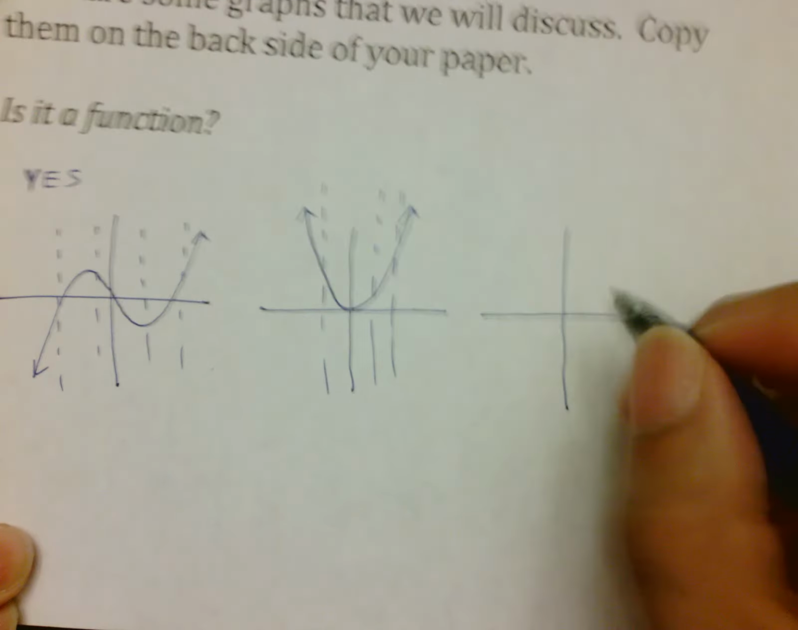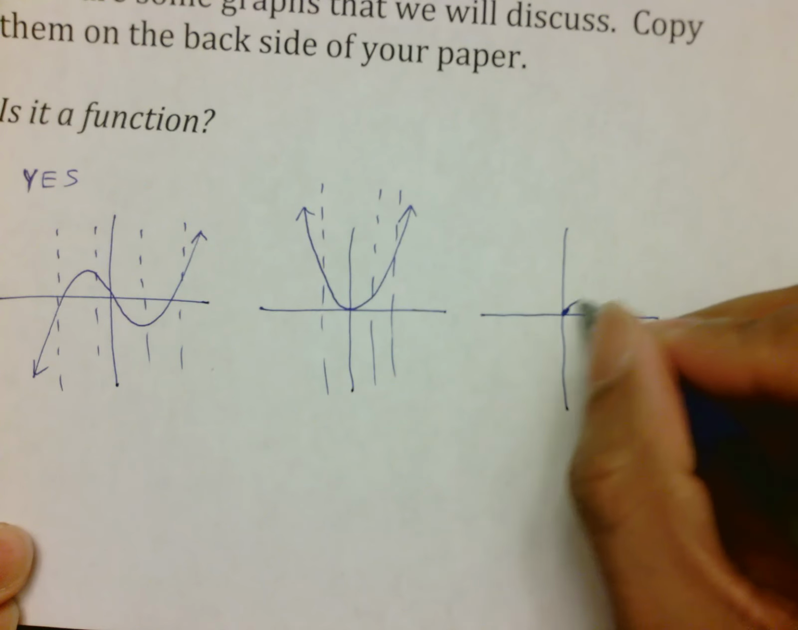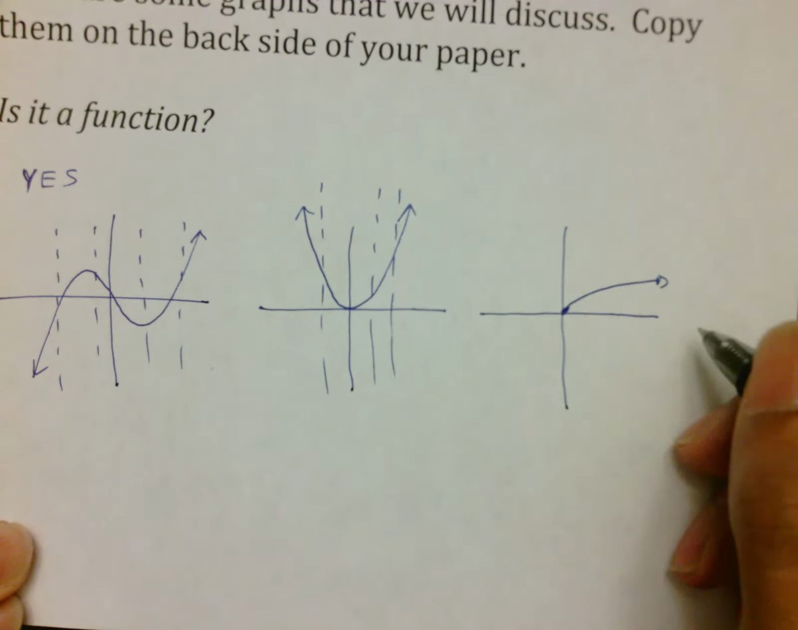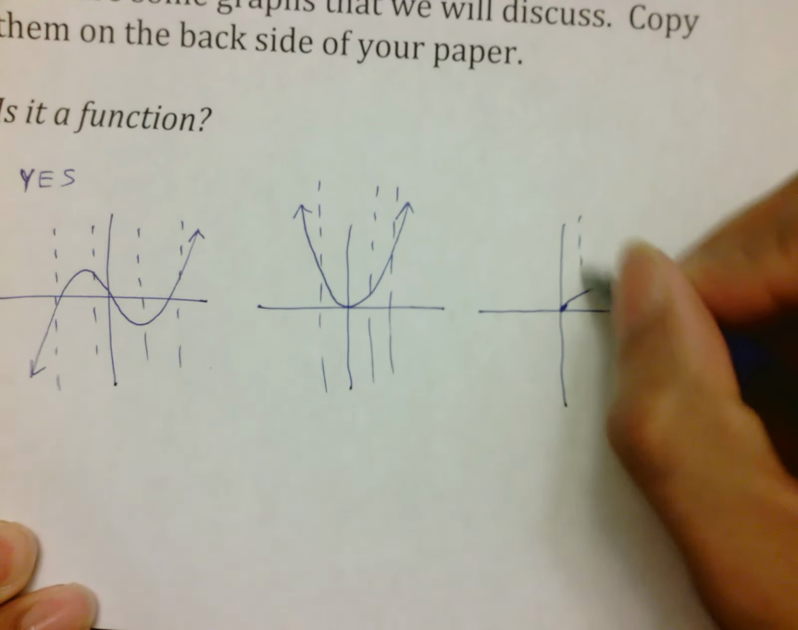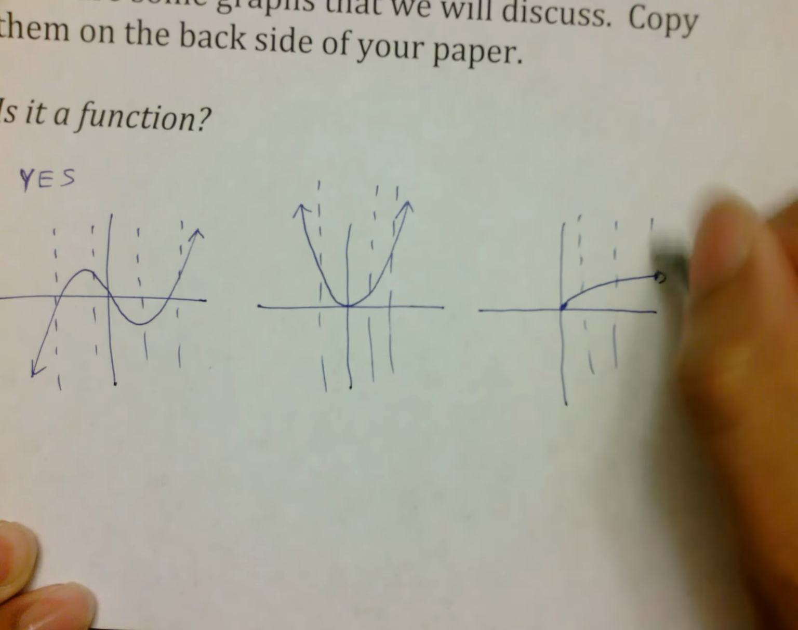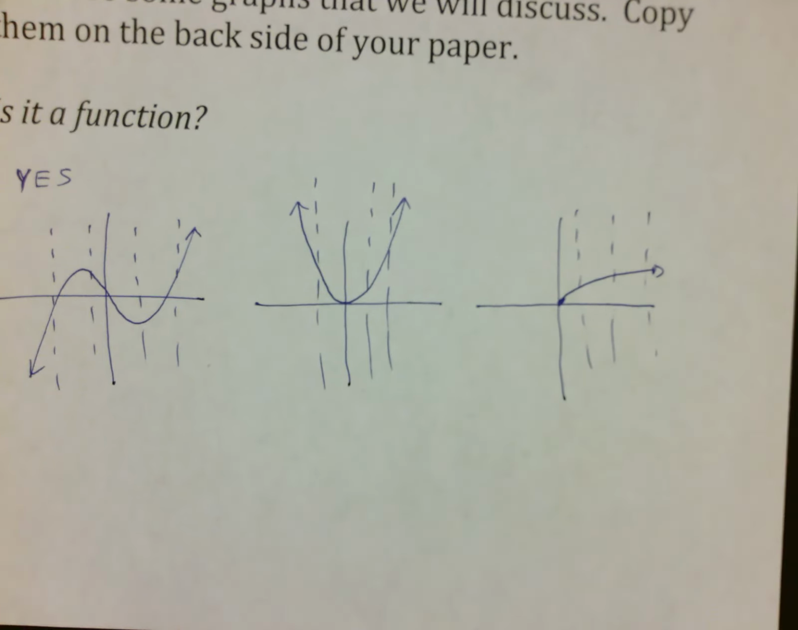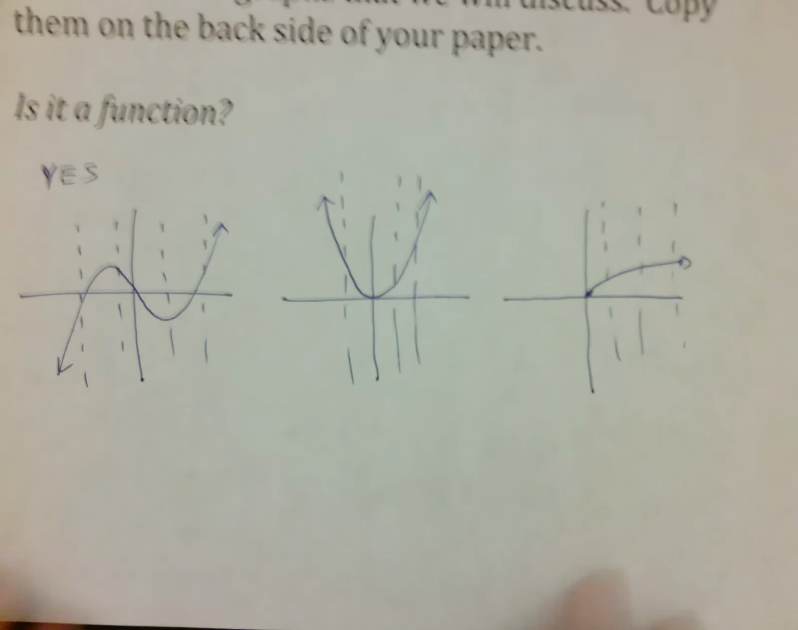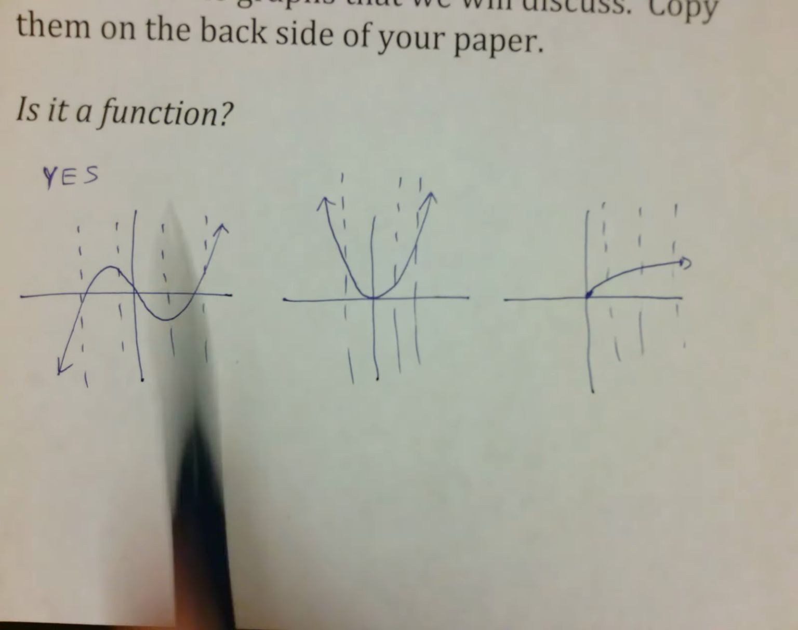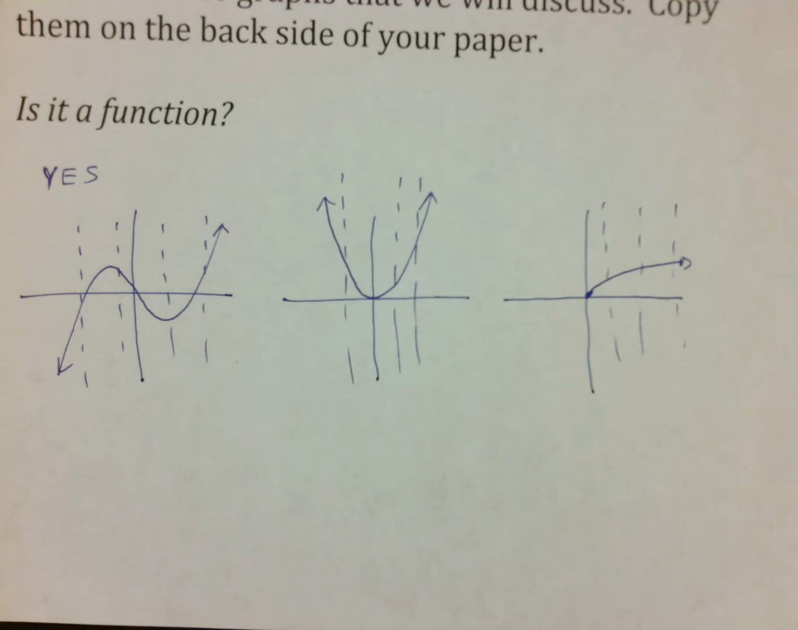Even weird graphs like the square root graph, which looks something like this, would pass the vertical line test because there is not one vertical line that I draw that's going to hit more than once. Again, all those are functions because all of my vertical lines cross just one time. Okay. Now, right below that, because I don't have room on my paper, put the word no.